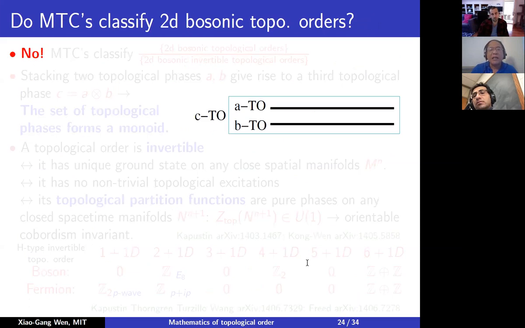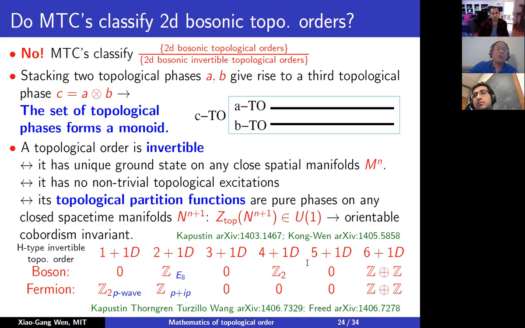Then we ask whether modular tensor category theory classifies topological order or not. The answer is also no. They're missing a little bit. Actually, there's one type of topological order which is so-called invertible. It means that when we stack two topological orders together, we get a third topological order. If the third topological order happens to be trivial, a product state, then we say B is the inverse of A, or A is the inverse of B. That defines the invertible topological order.